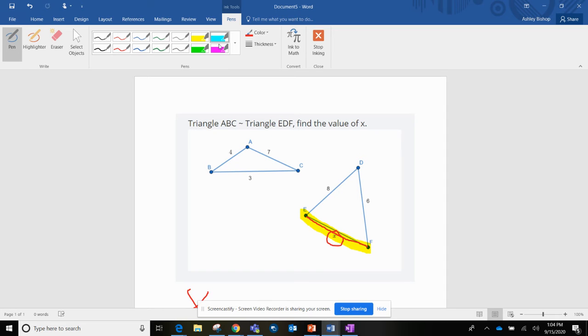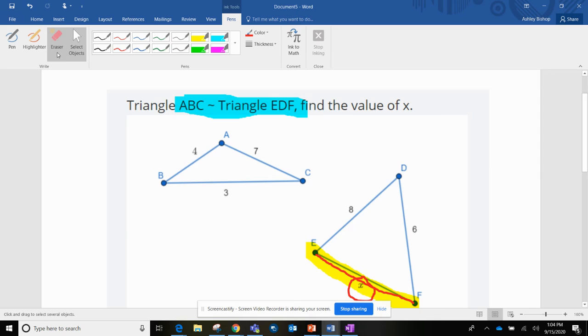So I need to use this similarity statement up here. This is actually really important. I'm going to zoom in a little bit more. EF is the first letter and the last letter in this triangle right here. In the similarity statement, E and F is the first and the last letter. So I'm going to go to the similarity statement over here and find the first and the last letter. So that means side AC. So side AC is proportionate to side EF.